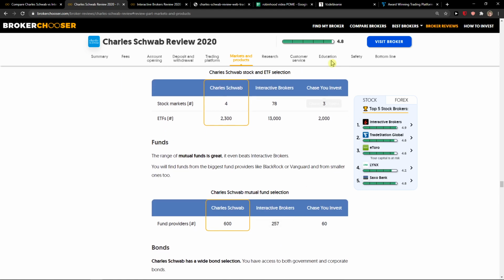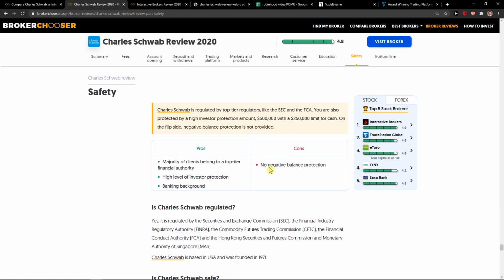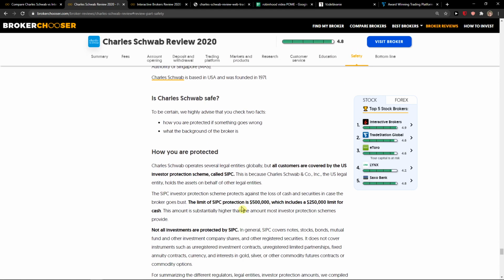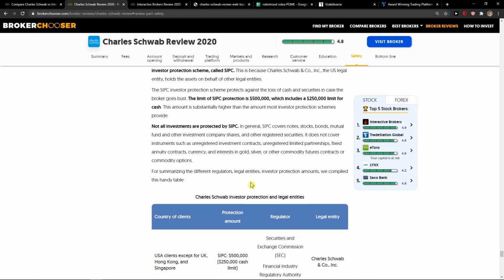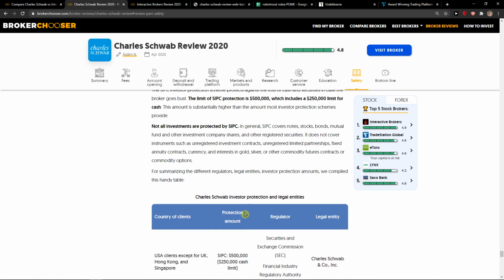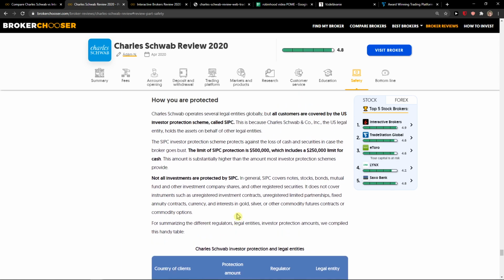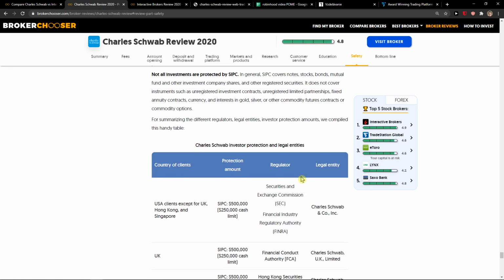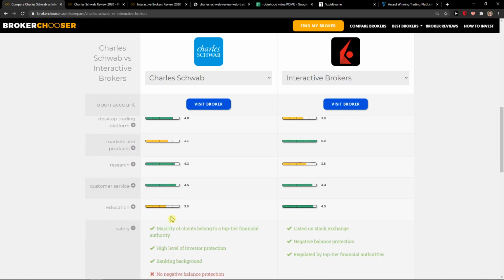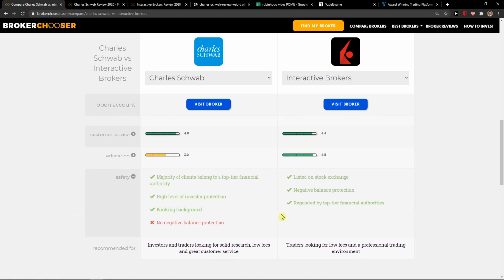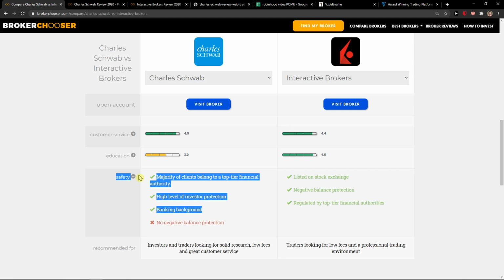Now, in safety and education, it's looking similar and fine. Safety-wise, both of these are protected really well. Interactive Brokers is up to $85,000. So that's pretty much it. And yep, if you have any questions, guys, ask me down below in the comments. Charles also has a banking background.